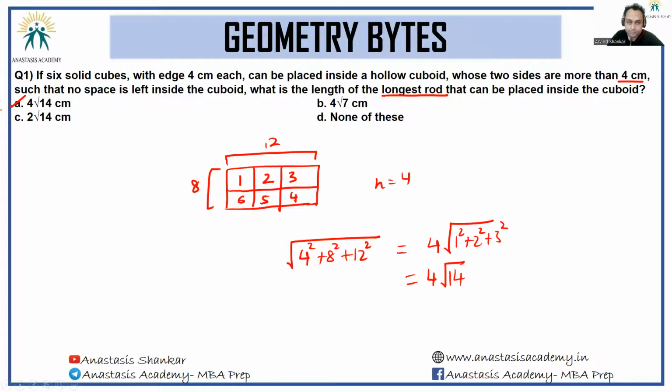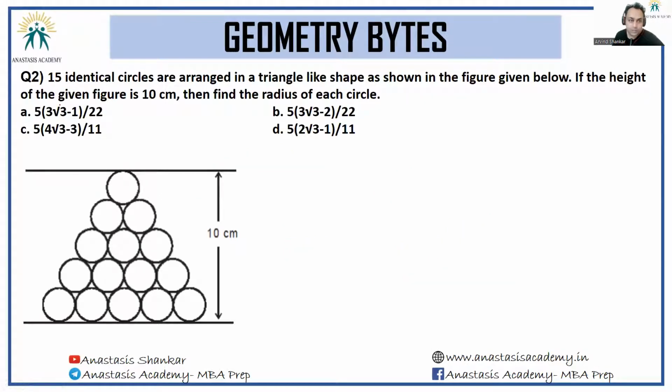or the first option. Next question. 15 identical circles are arranged in a triangle shape as shown below in the given figure. If the height of the given figure is 10 centimeter, then find the radius of each circle.